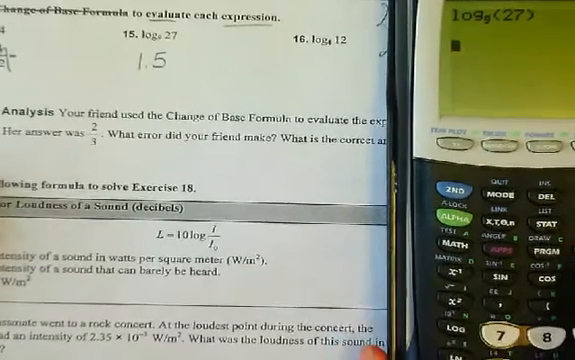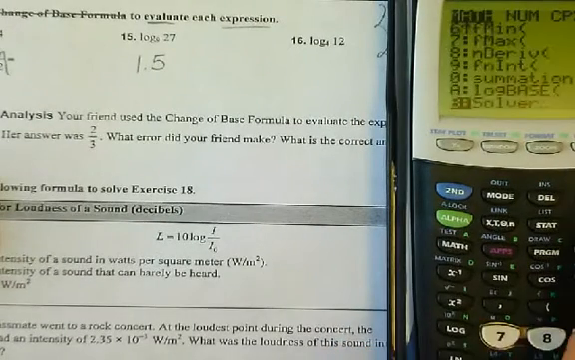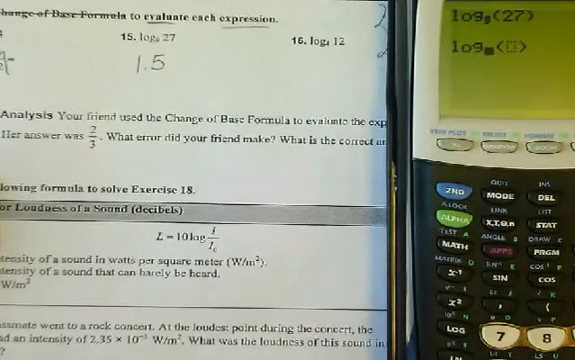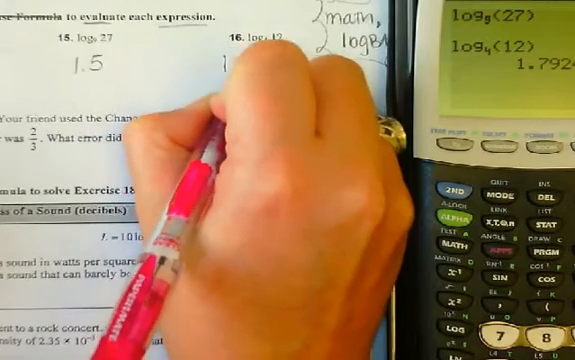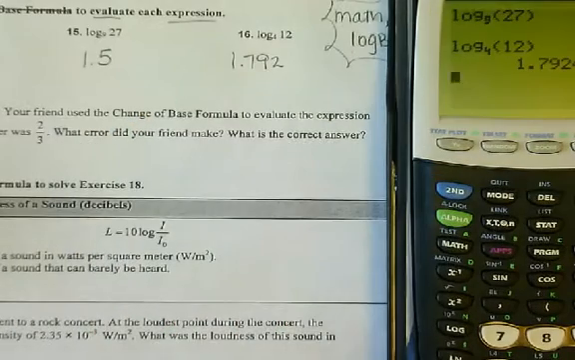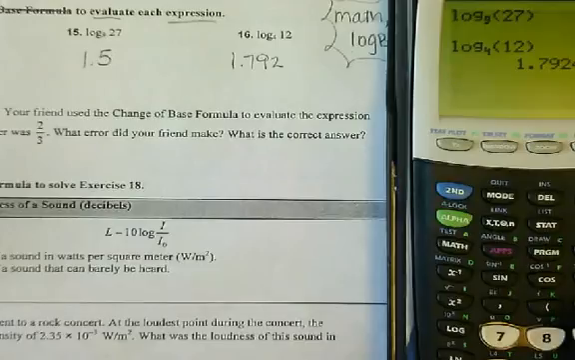Same thing for problem number 16. I have to go back to math, log base, and I'm putting in 4 as my base and 12 as my value. So here I'm just going to round to 1.792. So that covers the information for section 2.